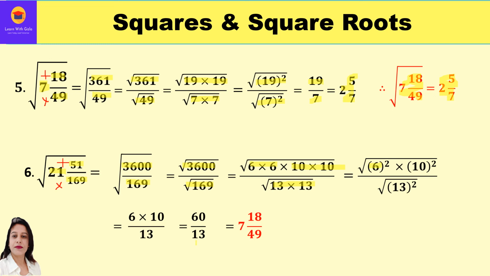Right, so further we can write root of 6 square into 10 square upon root of 13 square. Further, now take out one of the factors, so 6 into 10 upon 13. Find the product, you will get 60 upon 13. Further, we will convert the improper fraction into a mixed fraction, so we will get 4 8 by 13. Right, so this is how we have solved this question.